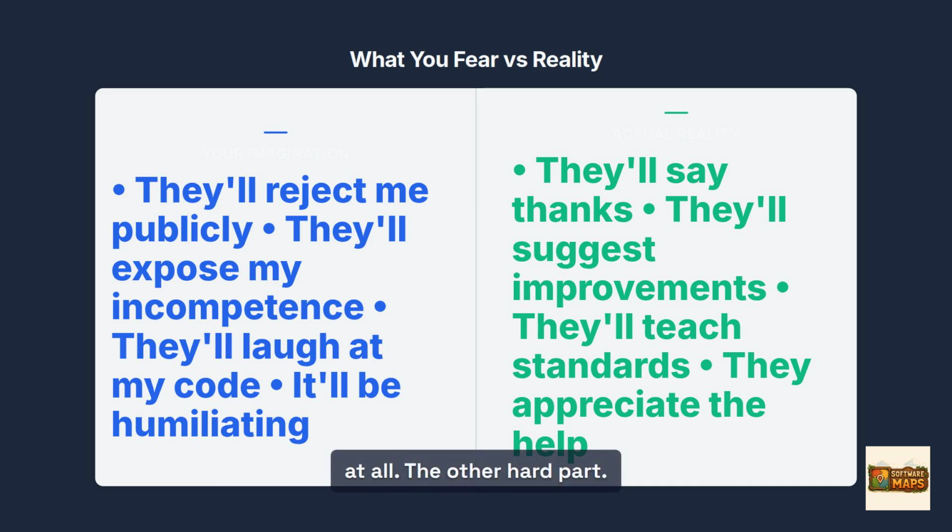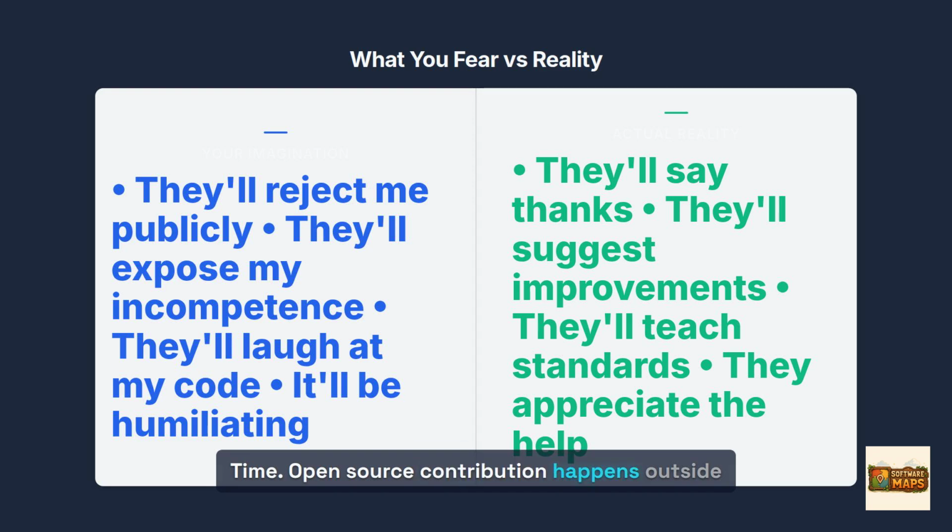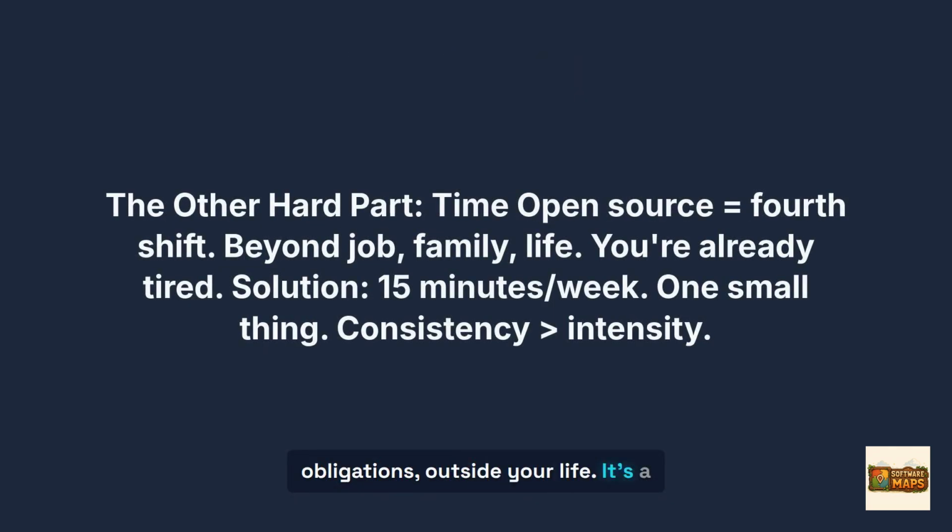The other hard part, time. Open source contribution happens outside your day job, outside your family obligations, outside your life. It's a 4th shift, and you're already tired. Start with 15 minutes a week. 1 documentation fix. 1 test improvement. 1 small thing. Consistency beats intensity. A tiny contribution every week compounds into significant impact over a year.